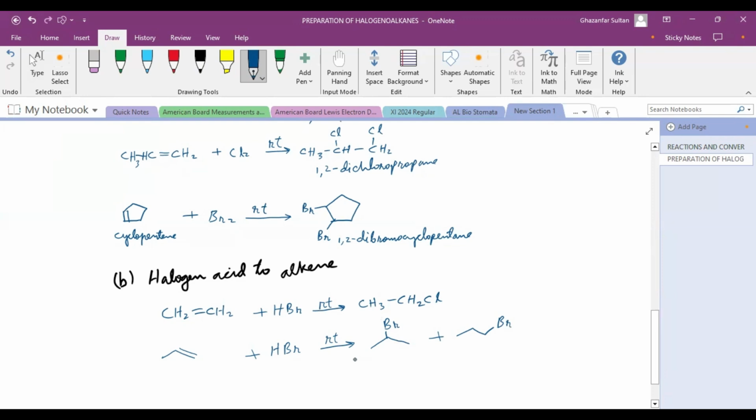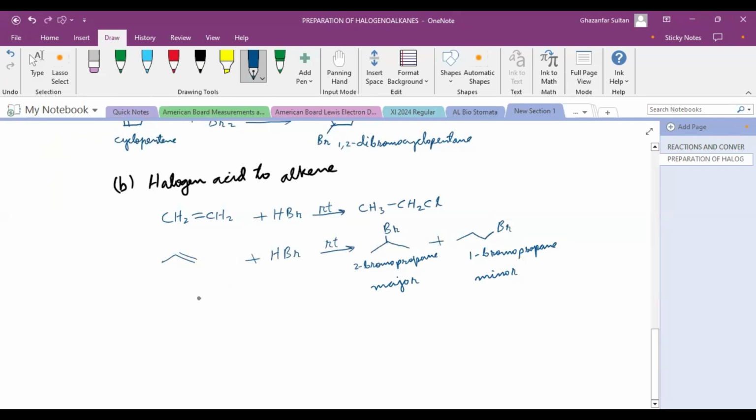So the name of the product is 2-bromopropane, and here it is 1-bromopropane. This is the major product, and this is the minor product. I will explain it after one more reaction. See one more thing.